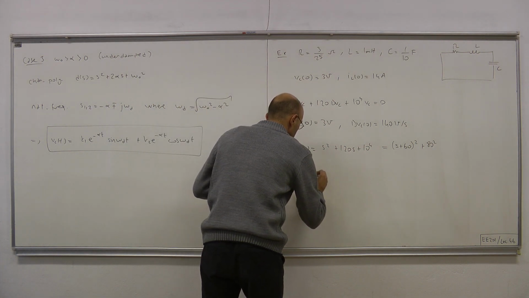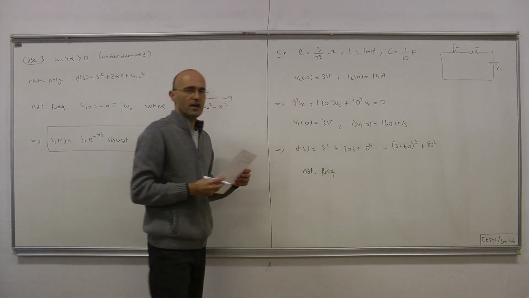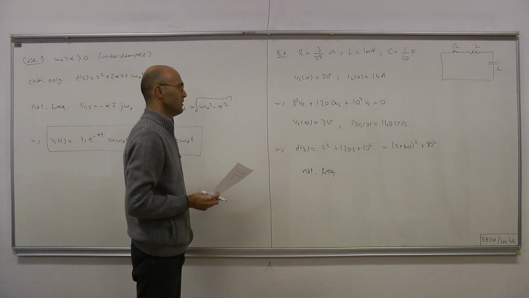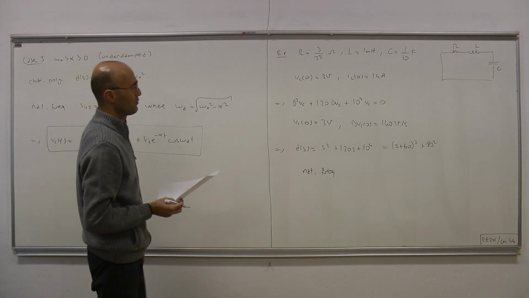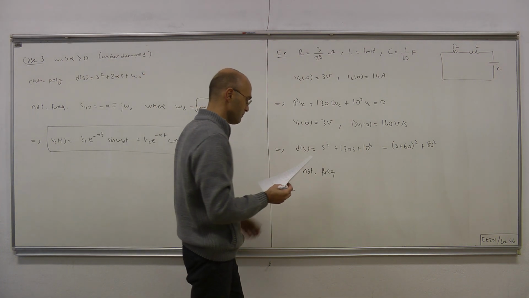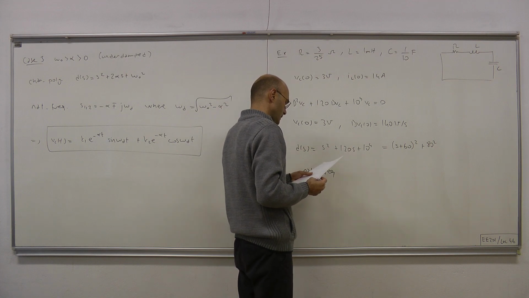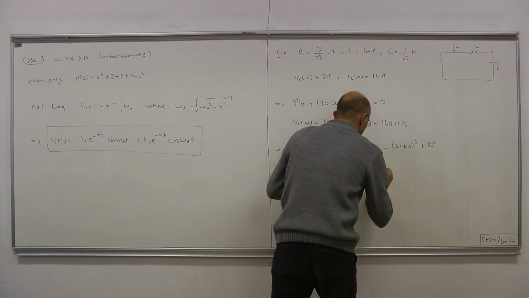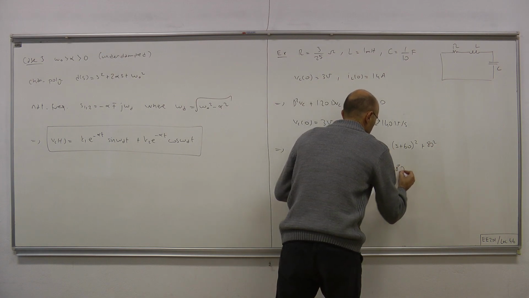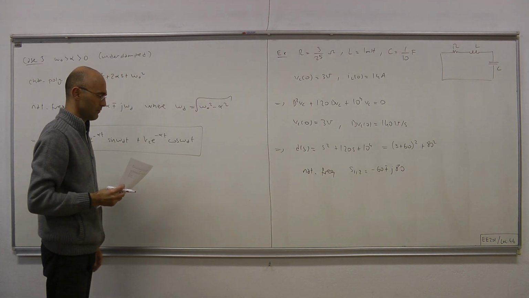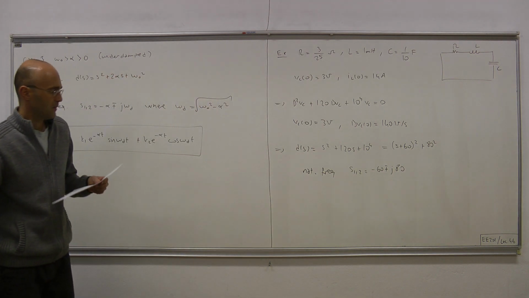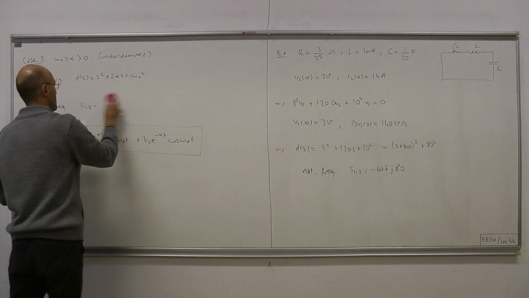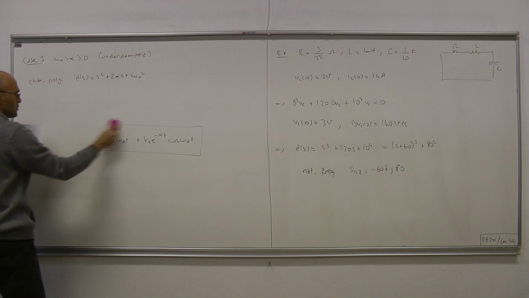Natural frequencies, or the roots of the characteristic polynomial, or the eigenvalues of the circuit, or the modes of the circuit, sometimes called the poles of the circuit. They have a lot of names. Okay, are at minus 60 plus minus j 80. Okay, so that tells us the form of the capacitor voltage.